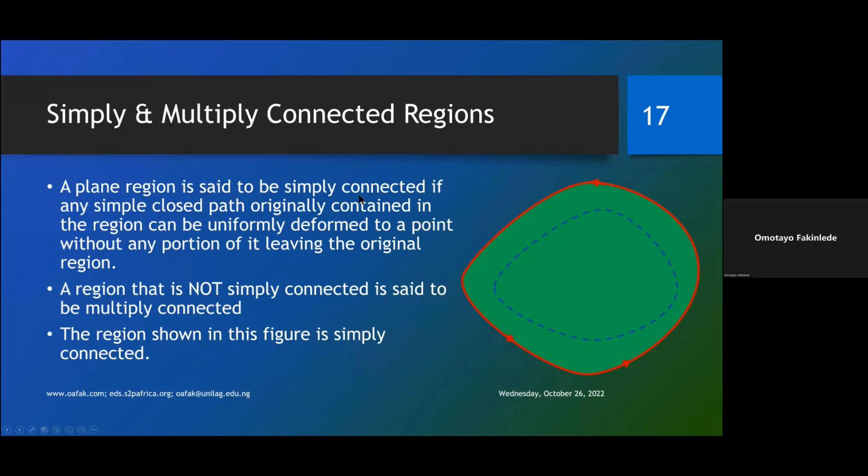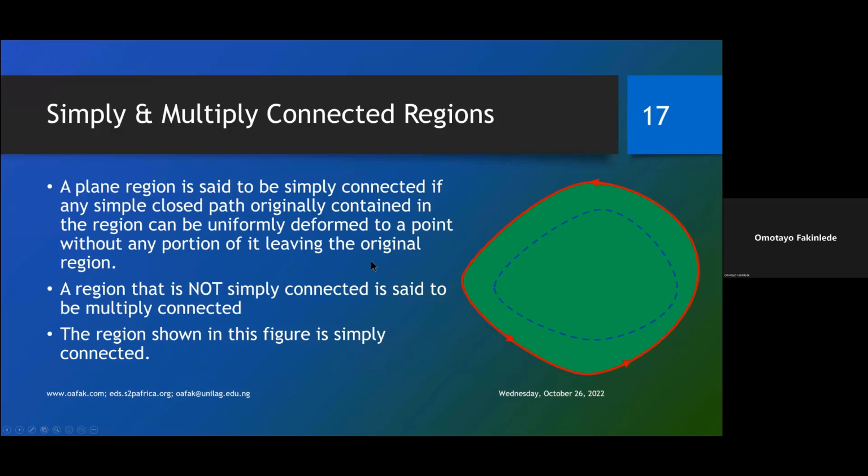So I repeat, a plane region is said to be simply connected if any simple closed path originally contained in the region can be uniformly deformed to a point without any portion of it leaving the original region. Because of that, this green area is simply connected, and you can integrate around it, and you can do several things with a simply connected region. The familiar theorem in a plane applies only to simply connected regions. We didn't say so before, but what we have been doing is only correct in simply connected regions.